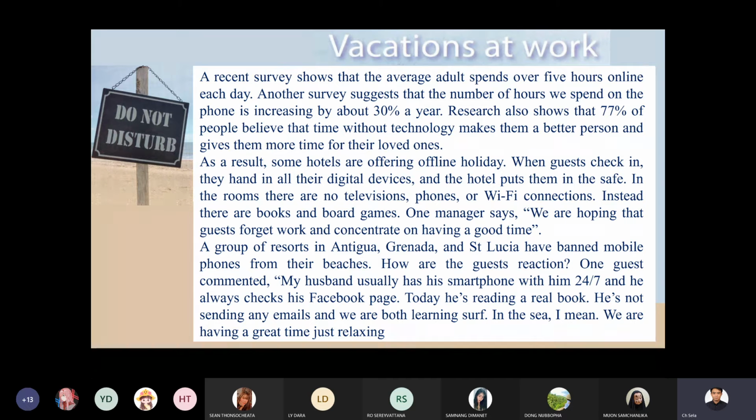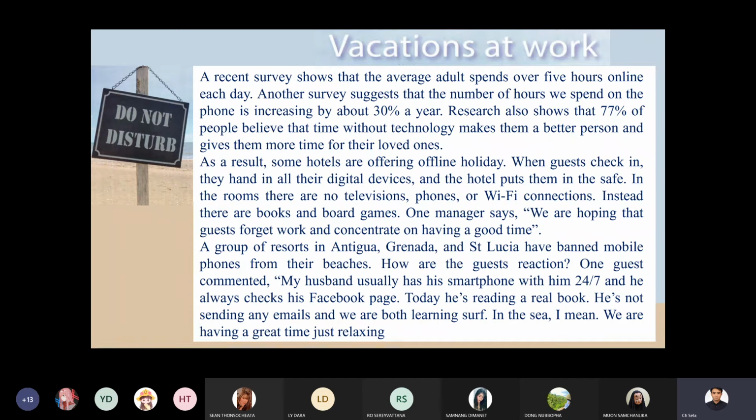When guests check in, they hand in all their digital devices and the hotel puts them in the safe. In the rooms, there are no televisions, phones, or Wi-Fi connections. Instead, there are books and board games. One manager says, "We are hoping that guests forget work and concentrate on having a good time."